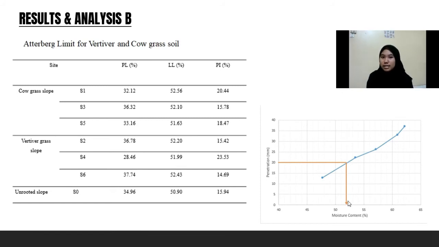And for the plastic limit, we have to use a formula to get the plastic limit. Then for the liquid limit, you have to subtract the plastic limit from the liquid limit percentage. When you subtract these two, you will get the plasticity index.